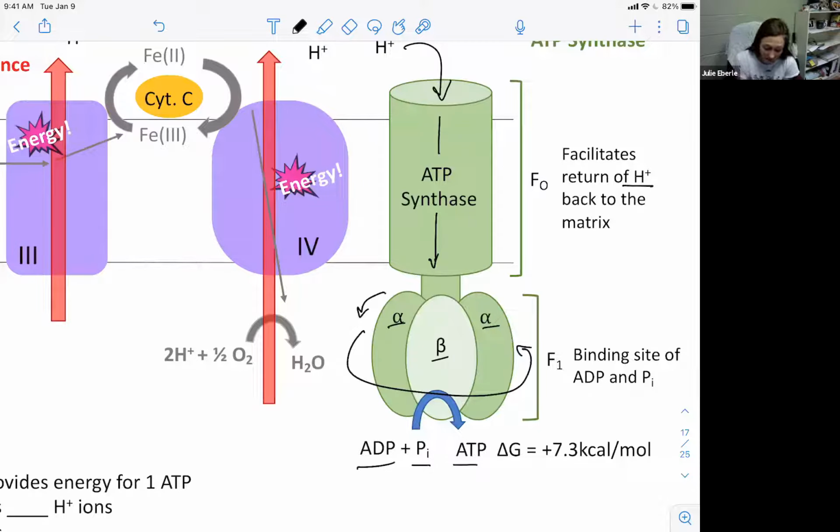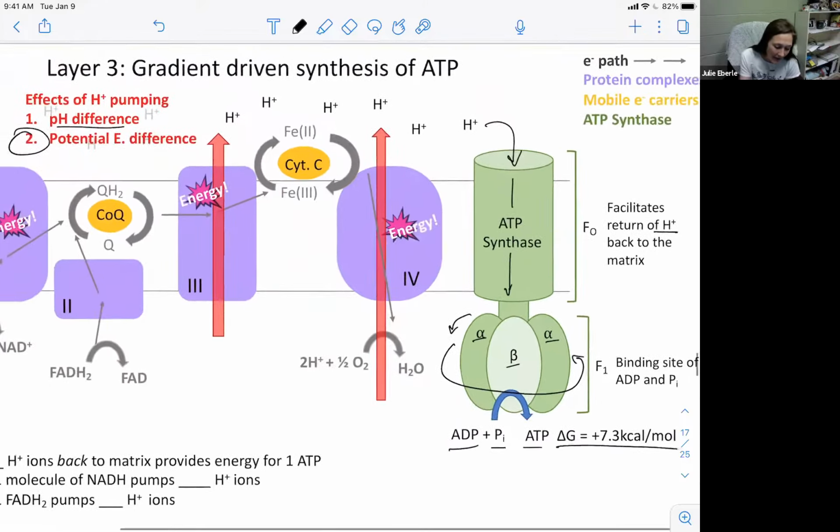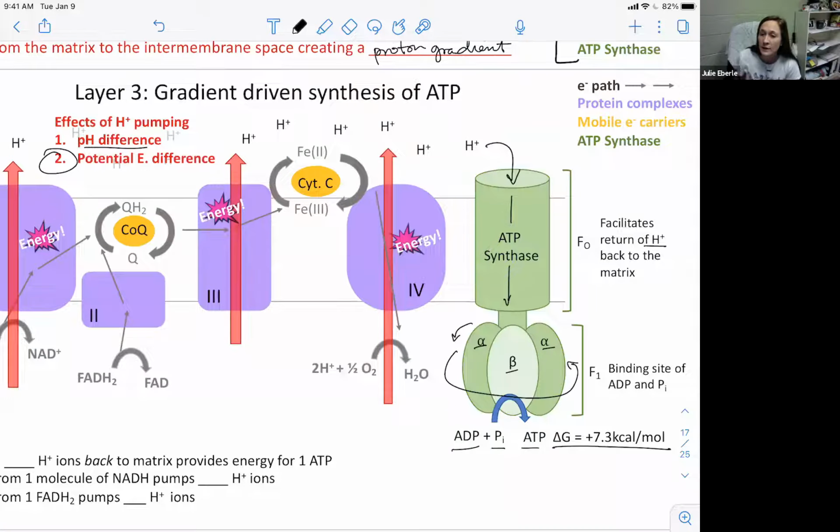And this costs a lot of energy. Forming ATP costs the same amount of energy, number-wise, as the hydrolysis of ATP. So it costs our cells, our body, 7.3 kcal of energy. But when we have this huge proton gradient difference, it's easy for us to supply that energy. Okay, but we have to create it first.